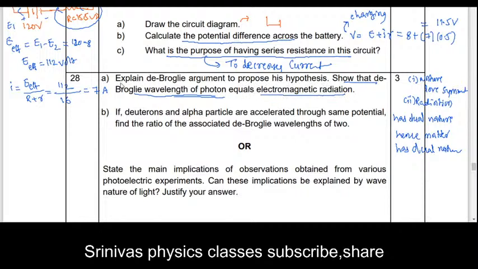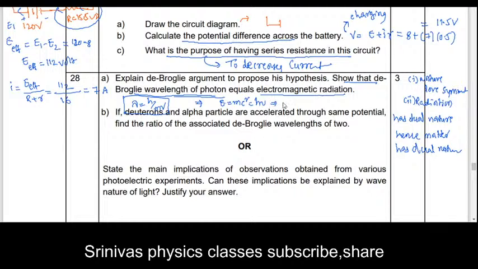And the question is asking: show that the de Broglie wavelength lambda equal to h by p, equal to the wavelength of photon of electromagnetic radiation. Electromagnetic radiation wavelength we have to find out. This is the de Broglie wavelength. For electromagnetic radiation, E equal to mc square, the formula you know according to Einstein, and also equal to h nu.